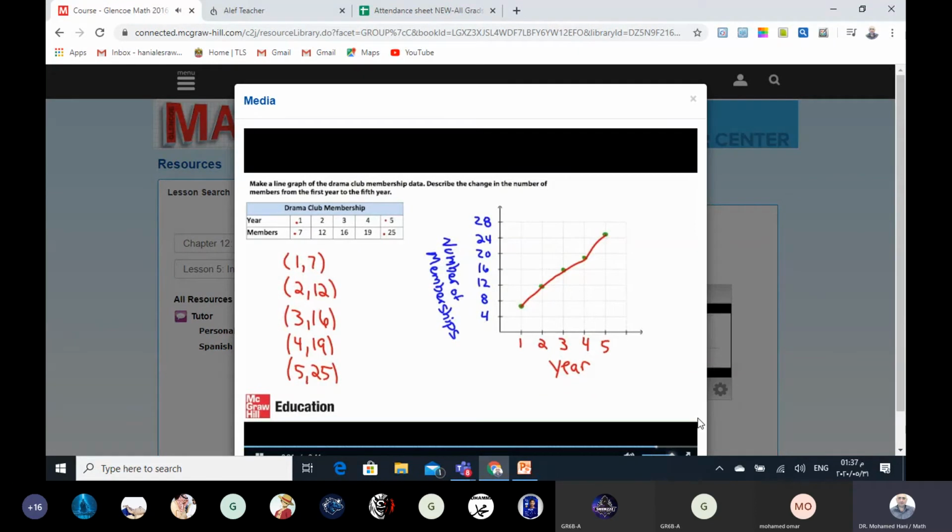Now remember, earlier we said that we saw a steady increase in the number of members in the drama club. If you take a look at the graph, you will notice that we have also a visual representation of that same exact fact, that we notice we have a steady increase as we go from year 1 to year 5.